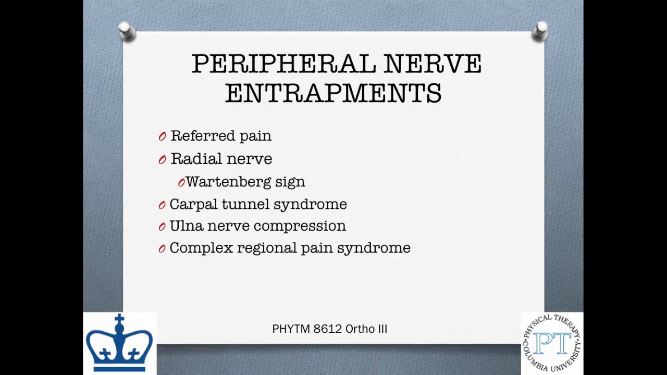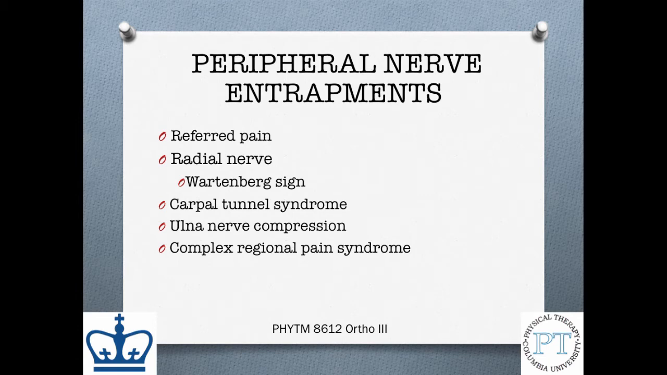Next, we're going to talk about peripheral nerve entrapments. We talked extensively about this in the elbow region, so we certainly know that the main nerves, the ulnar, median, and radial nerve, continue on in the forearm to the wrist and hand. So if a patient has complaints of pain in the hand, it certainly can be from a cervical radiculopathy, but it can also be from a peripheral nerve entrapment. The radial nerve, we spoke about this before in terms of the Wartenberg sign, is when there is irritation or entrapment of the superficial branch of the radial nerve.